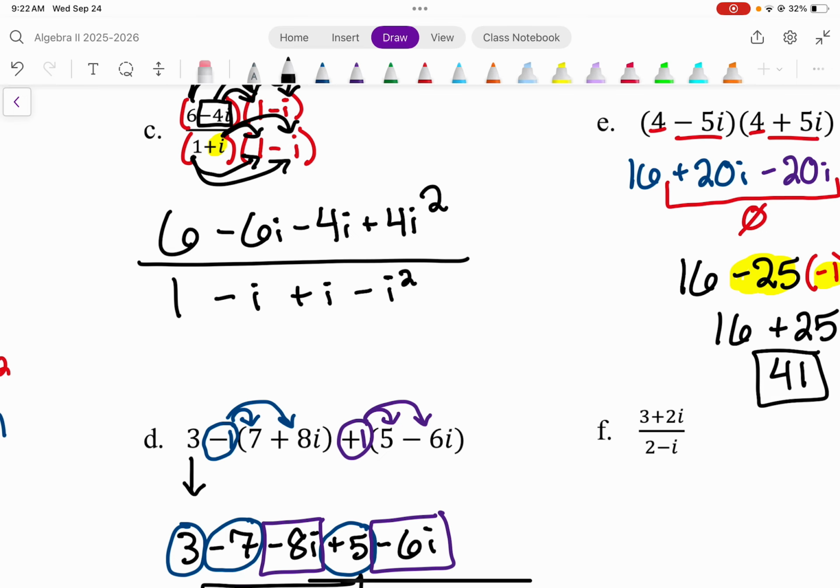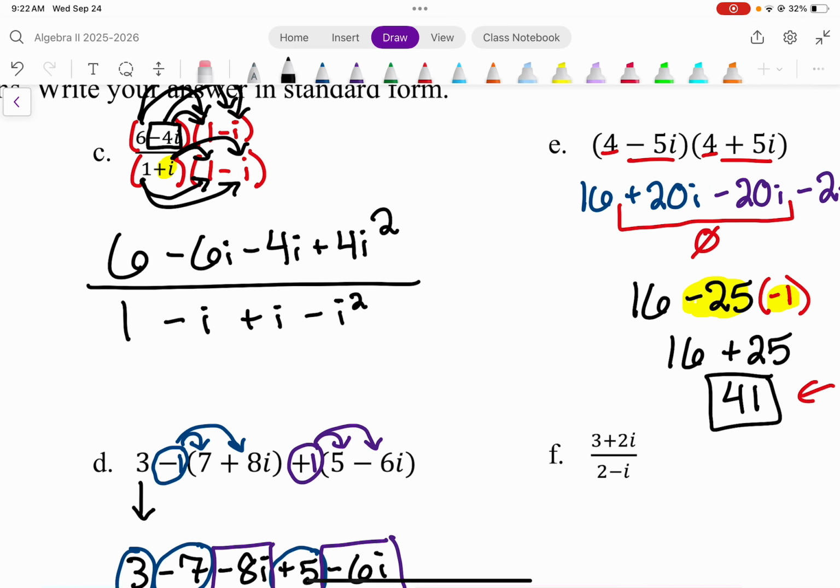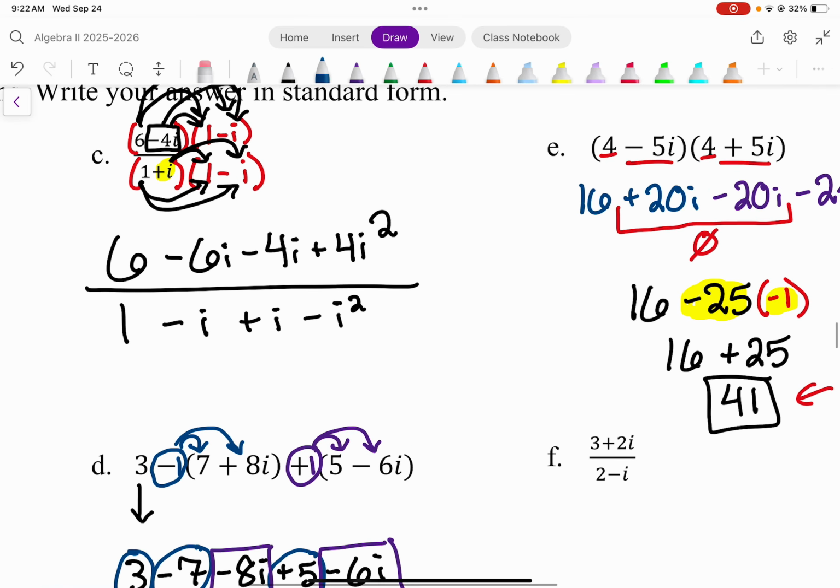Once you have FOILed, then you're going to look at anything you can simplify. So over here, we have negative 6i minus 4i. I know I can combine those because they're both imaginary, and that's going to be switched to negative 10i. And this i squared, I know can be switched to a negative 1.